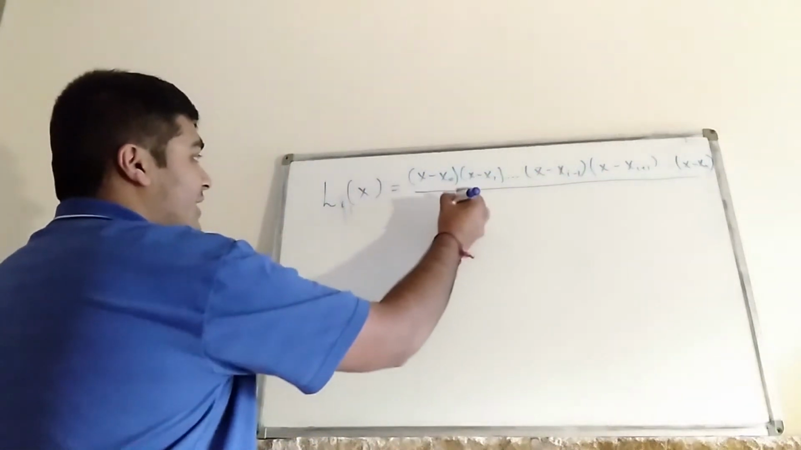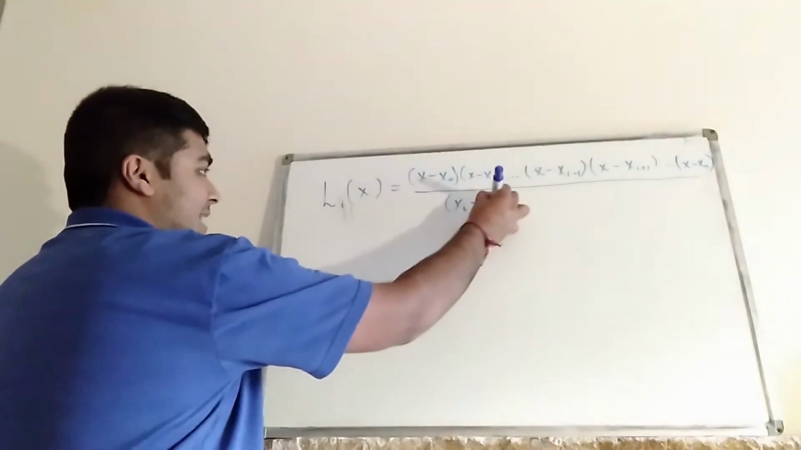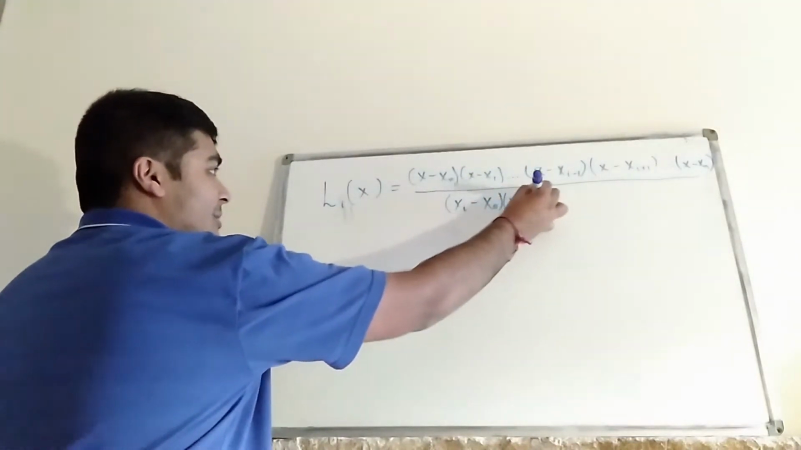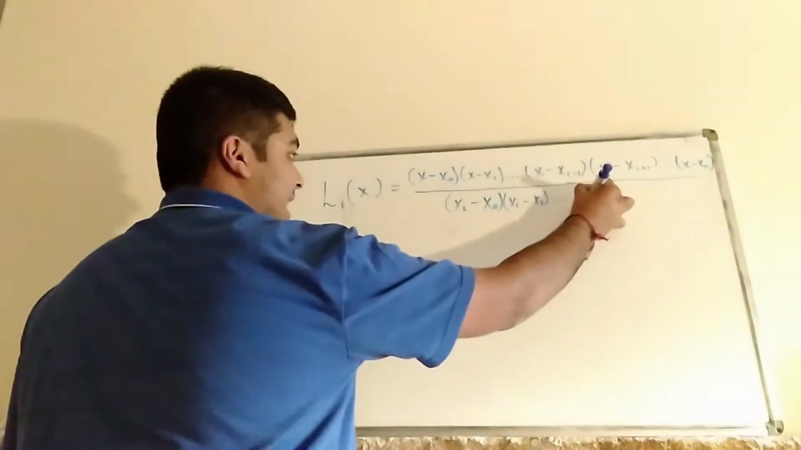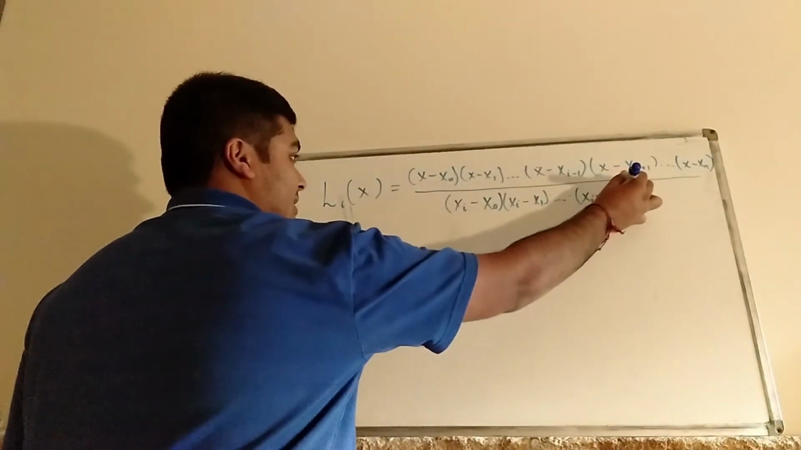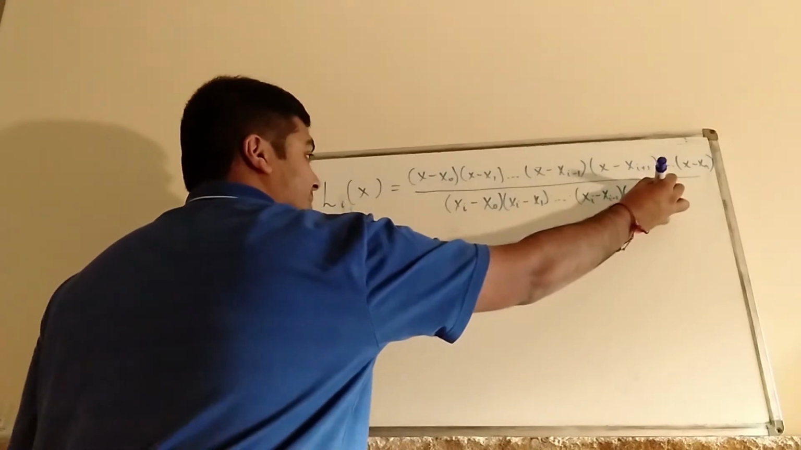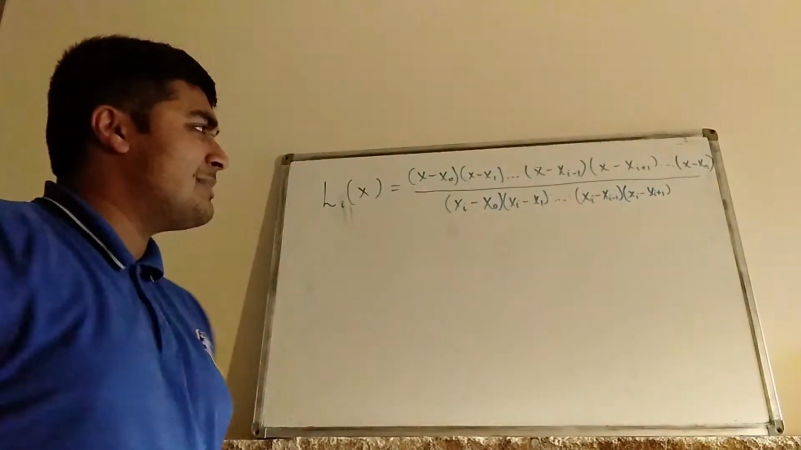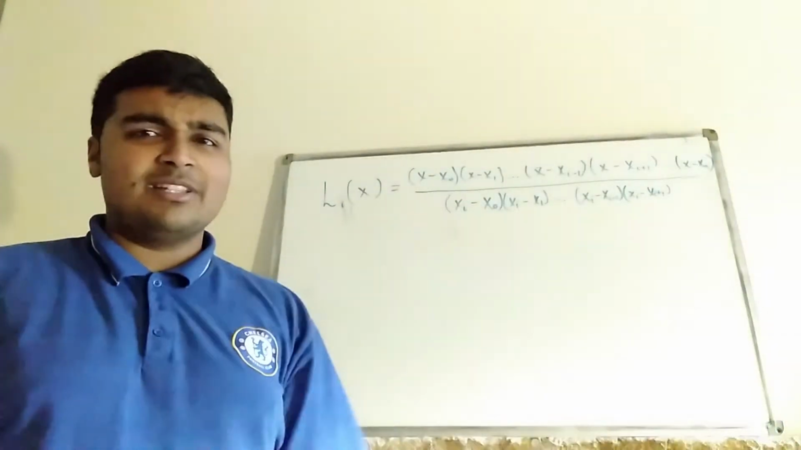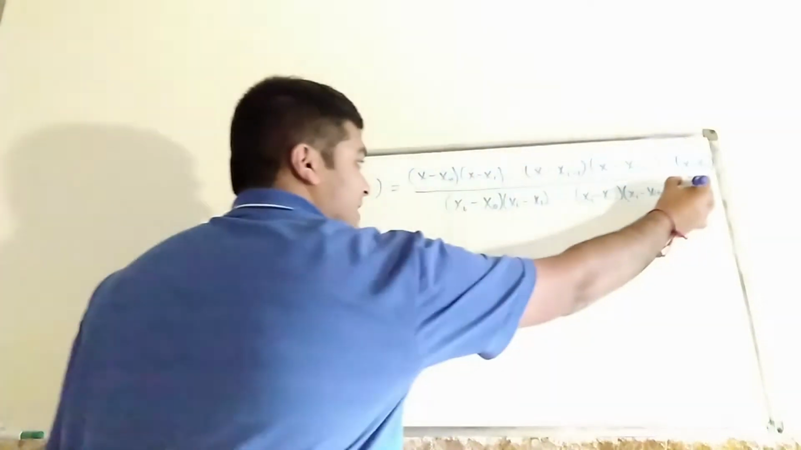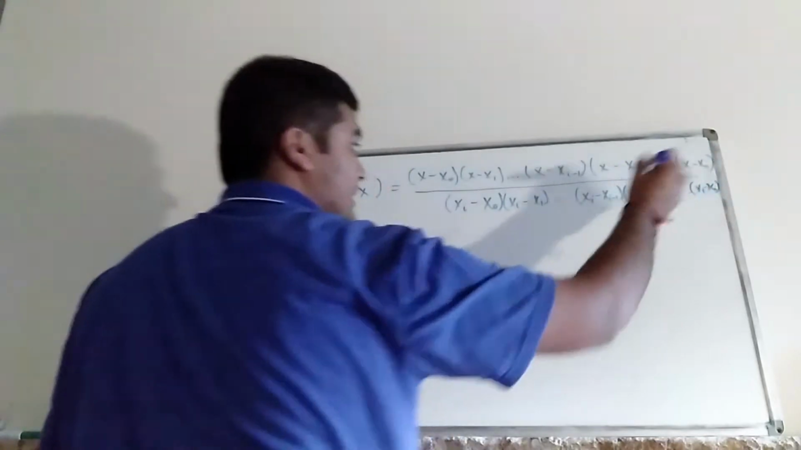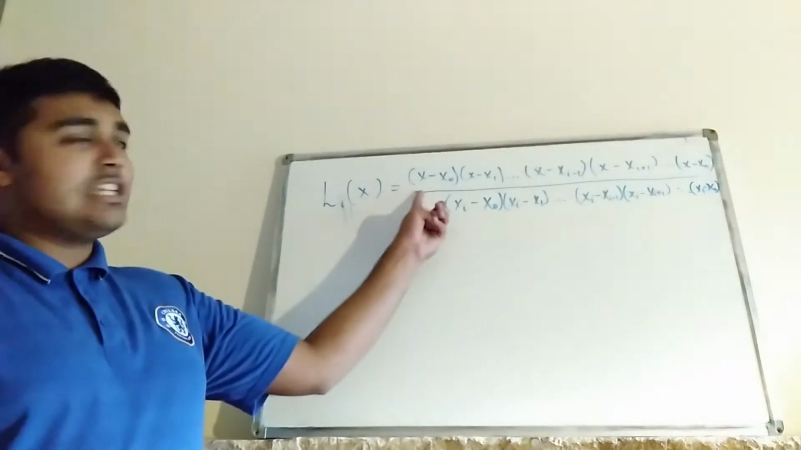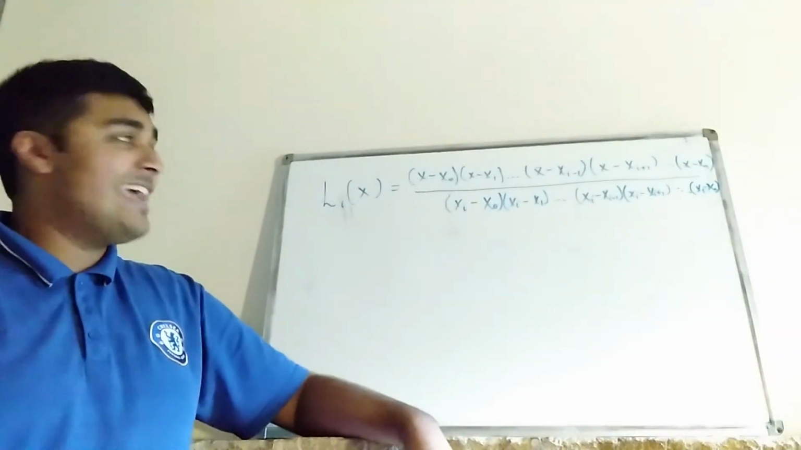And the constant I'm going to divide by is xi minus x0 times xi minus x1 times all the way up to xi minus x(i-1), then xi minus x(i+1). So again, we're skipping the ith term, and that makes sense because otherwise we'd be dividing by 0. And then we're going to go all the way up to the end, so that's xi minus xn, like so. So it's essentially the top thing here, but plugging in xi.